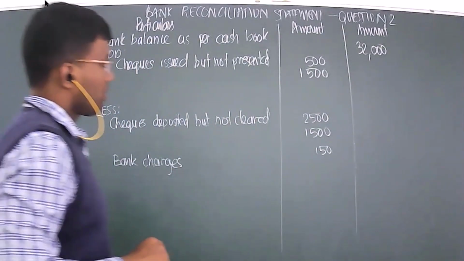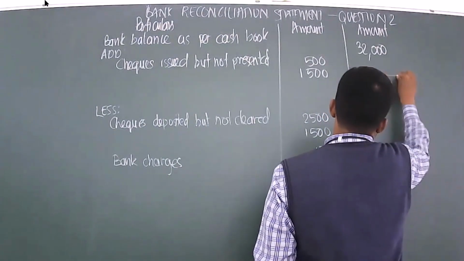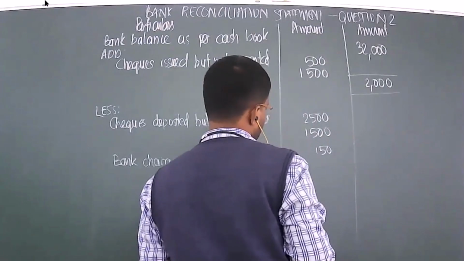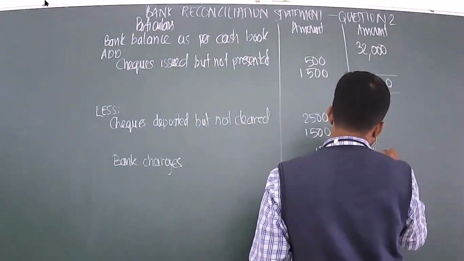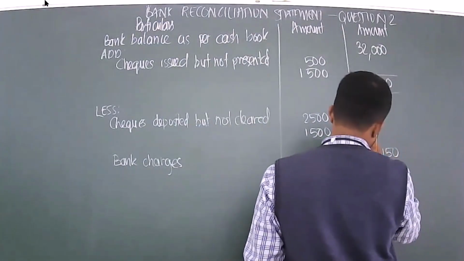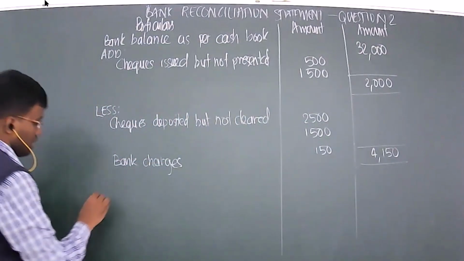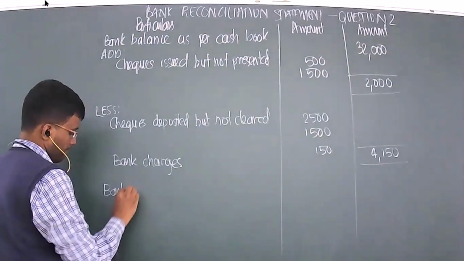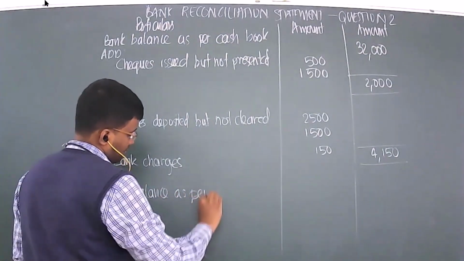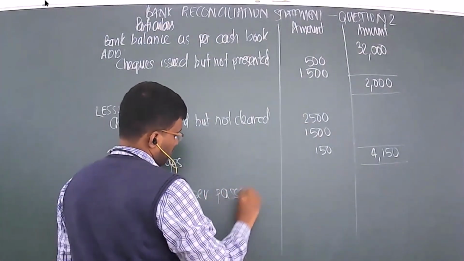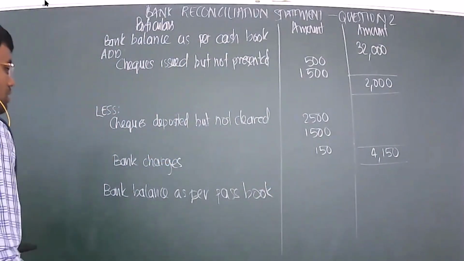So let's work out the math. This is worth 2,000. So this is completed. Then this together is worth 4,150. So that is also completed. Then we have the bank balance as per passbook.